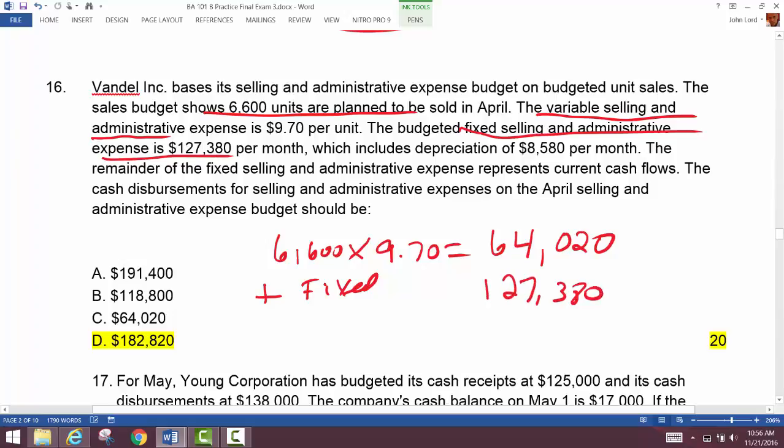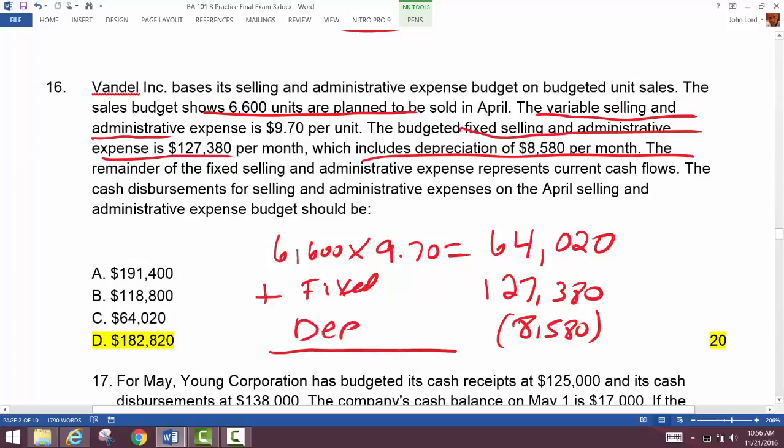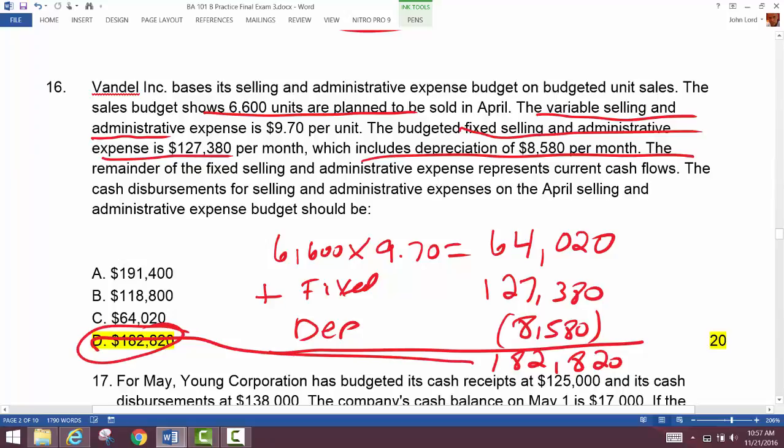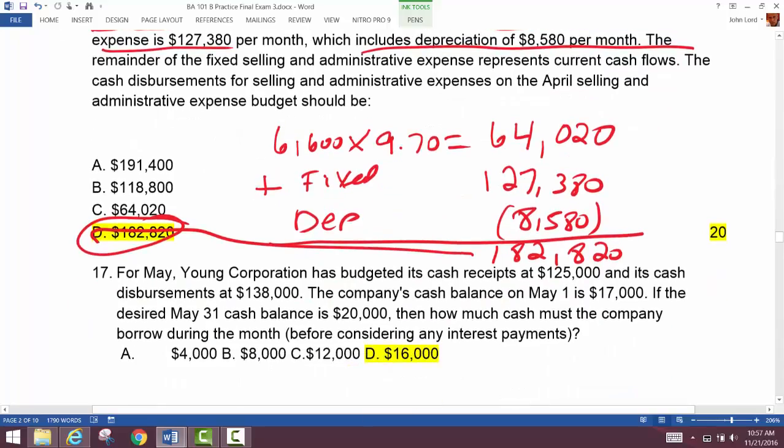Then what do I do? Back out the depreciation because that's not cash, right? 8,580 for depreciation comes out, and that should give me 182,820. Oops. Circle it, not strike it out, right? Okay?